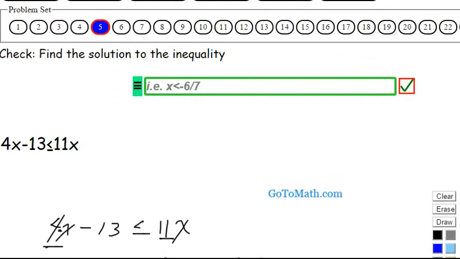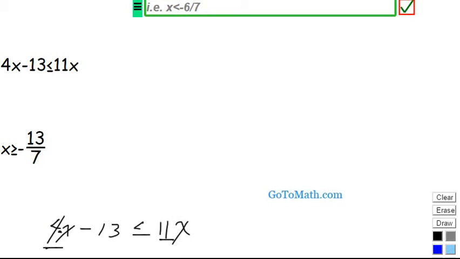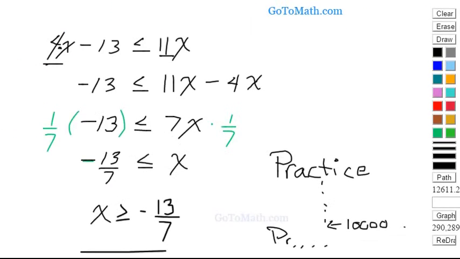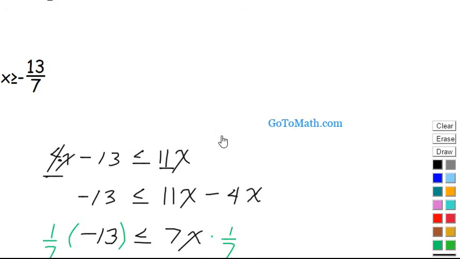All right. Since I've spent too much time doing all that, we're going to just look at that. X is greater than or equal to negative 13 over 7. All right, looks good.